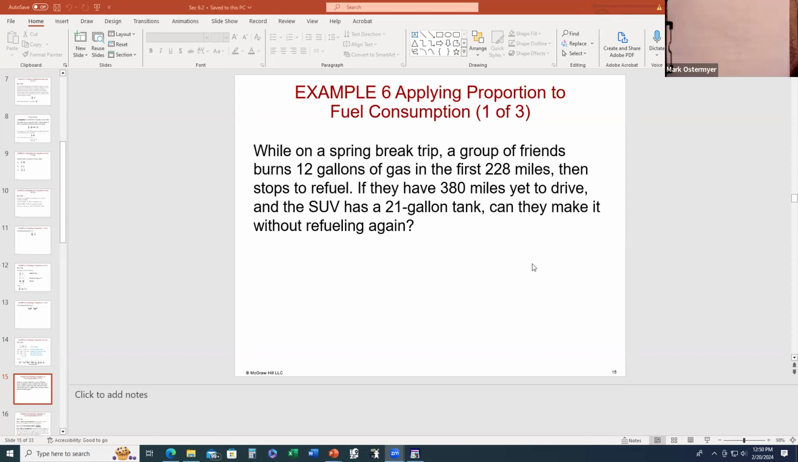Well, we know on 12 gallons, we got 228 miles. So we set up a proportion. 12 gallons is to 228 miles as a 21-gallon tank is to 380 miles.